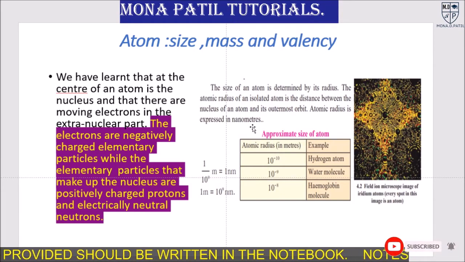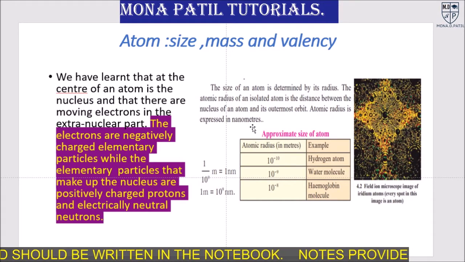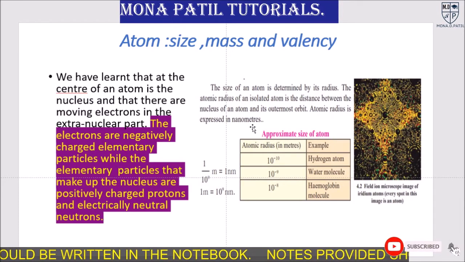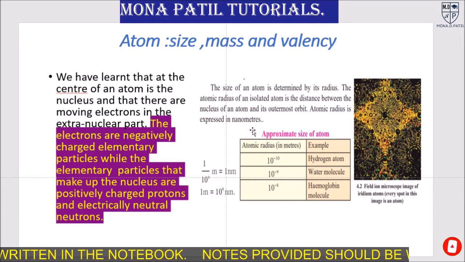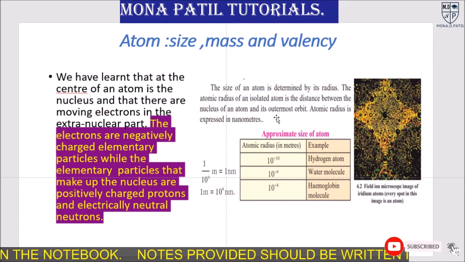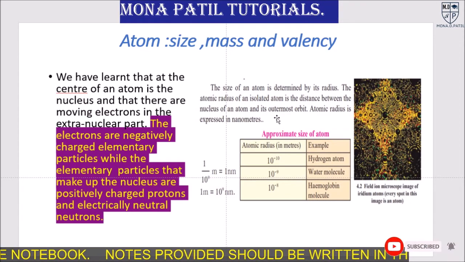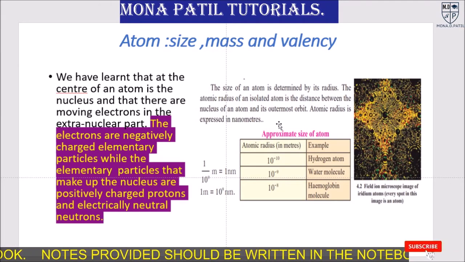Radius means the distance from the center, that is, from the nucleus to the outermost shell is the radius of that atom. The atomic radius of an isolated atom is the distance between the nucleus of the atom and its outermost orbit. Atomic radius is expressed in nanometers.